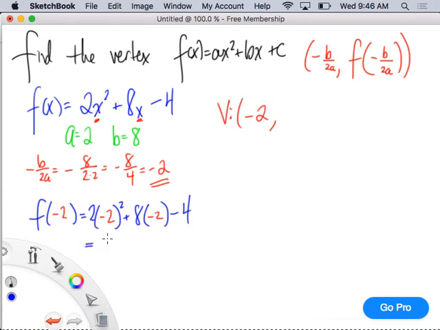Negative 2 squared is 4. 4 times 2 is 8. 8 times negative 2 is negative 16, minus 4. 8 minus 16 is negative 8, minus 4 is negative 12. So there you go. I got my vertex. So it's just negative b over 2a. Get that value, plug it back into the function. Just like that.